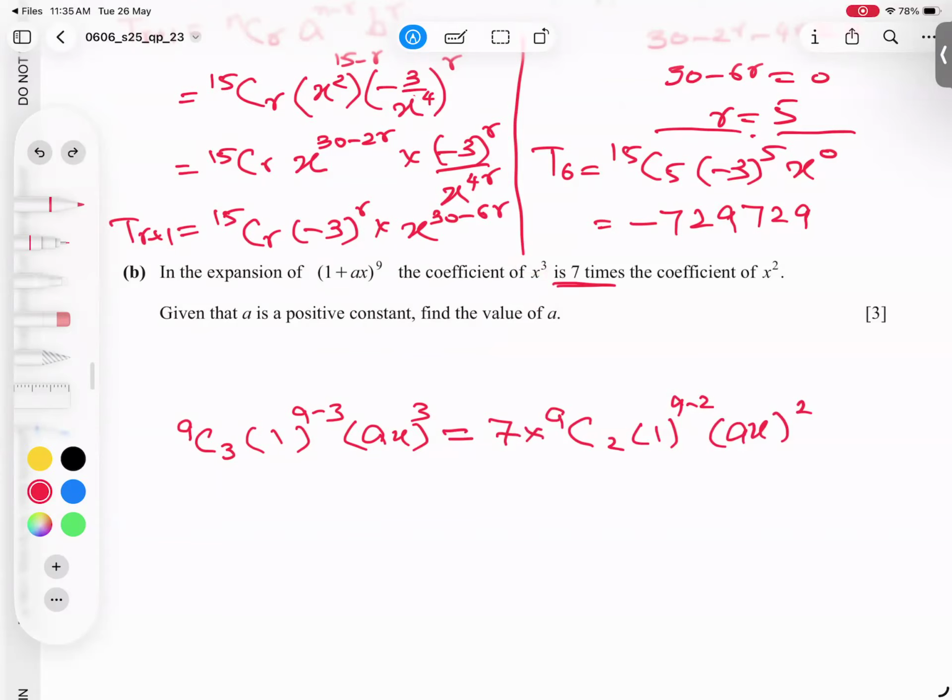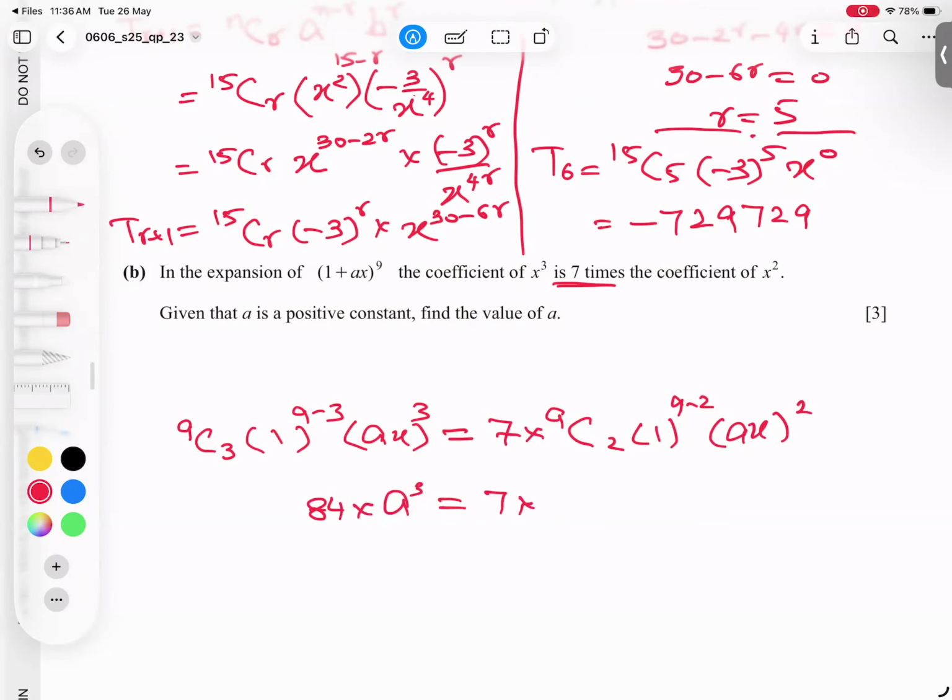I will say 9C3, which, if I type 9C3, gives us 84. 1 to the power n is 1, so no problem. A to the power 3, x cubed, I'm eliminating. So this part is clear.